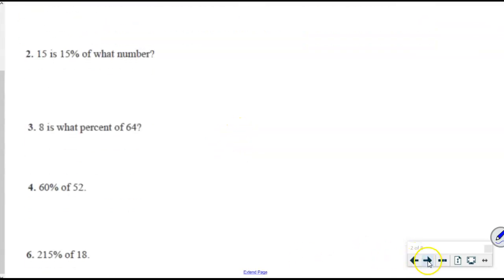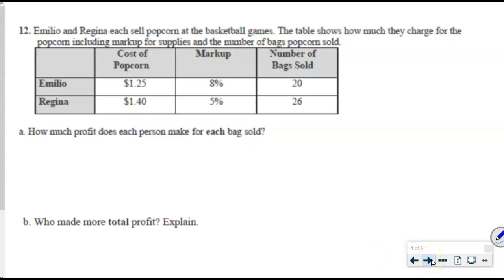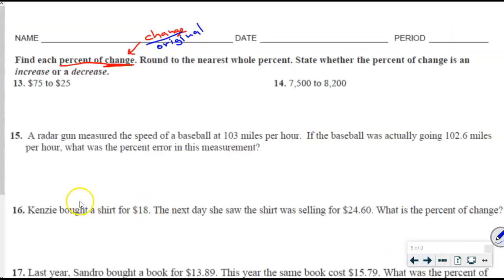One of the first ones that came up was they wanted to see problem number 14. Is that right? Okay, so a radar gun measured the speed of a baseball at 103 miles per hour. If the baseball was actually going 102.6 miles per hour, what was the percent error in this measurement? It's just like what we did in our last lesson.